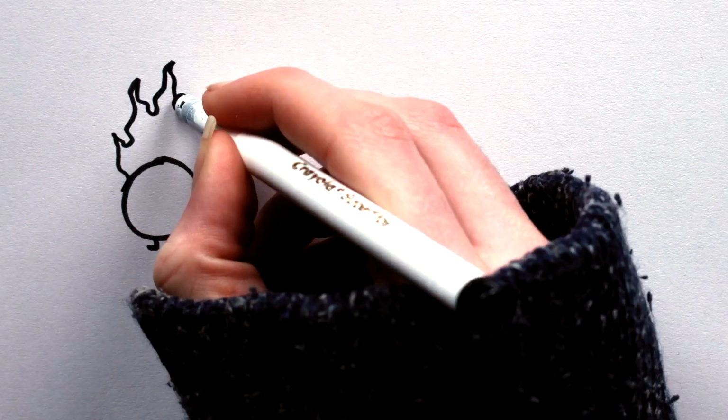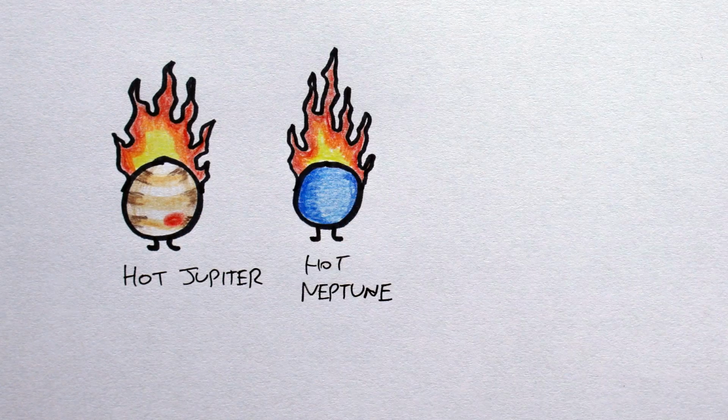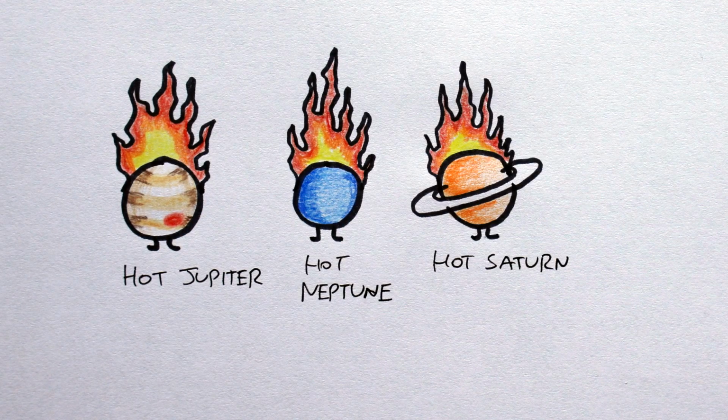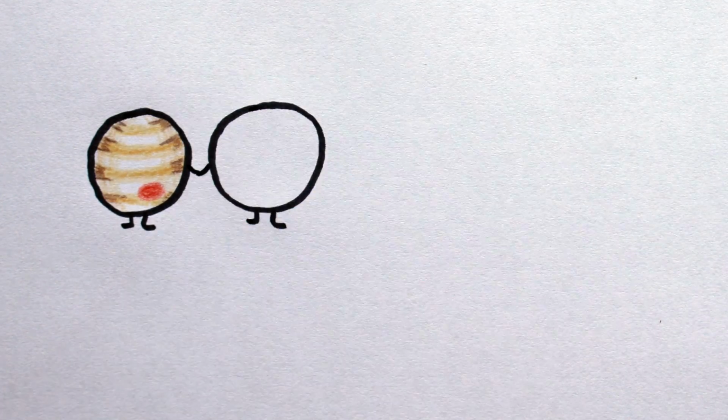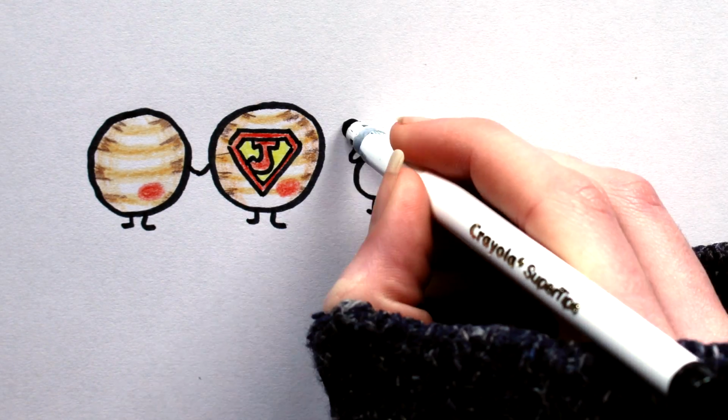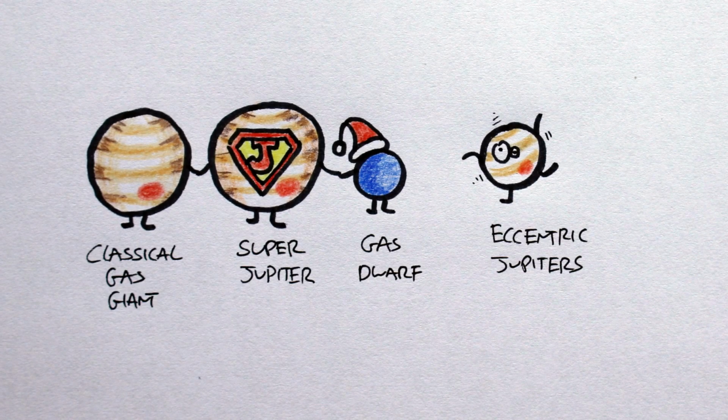The last video was all about giving your hot Jupiters, hot Neptunes, and hot Saturns stable orbits. In this video, let's discuss classical gas giants, super Jupiters, gas dwarfs, and eccentric Jupiters. Same method plus a few modifications.